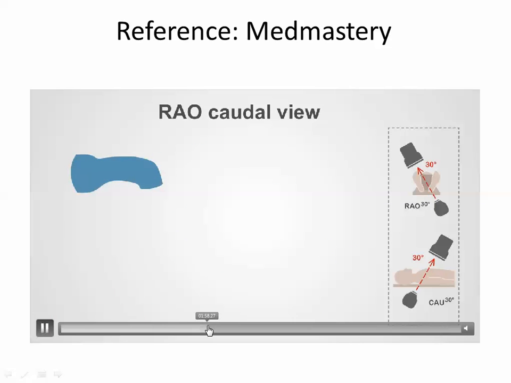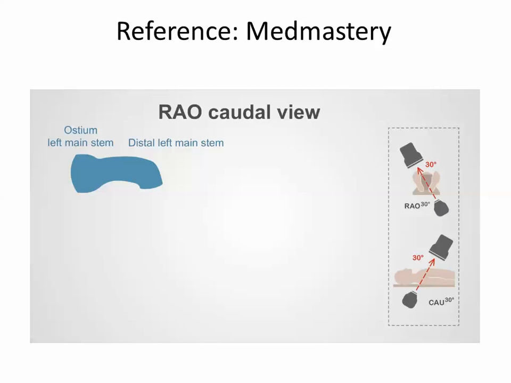Okay, this is our caudal view. You can see the ostium of the left main and comment on it. And since it's caudal, you can comment on the distal left main, the left main and the proximal segments. And what else can you comment on? Since it's caudal, you can comment on the LCX axis.